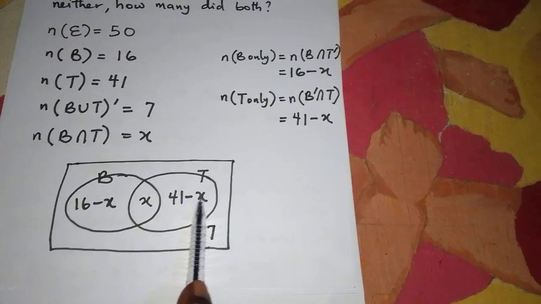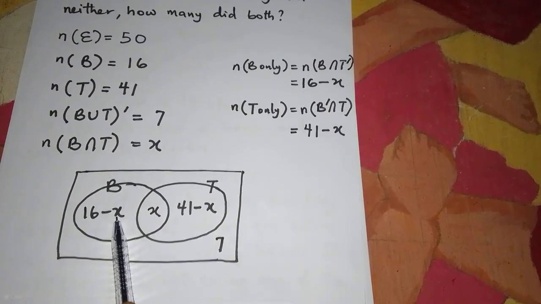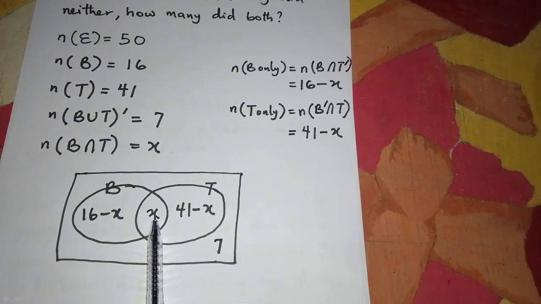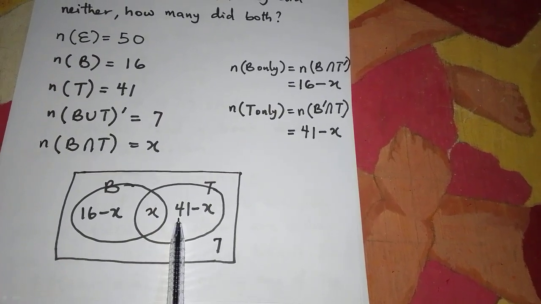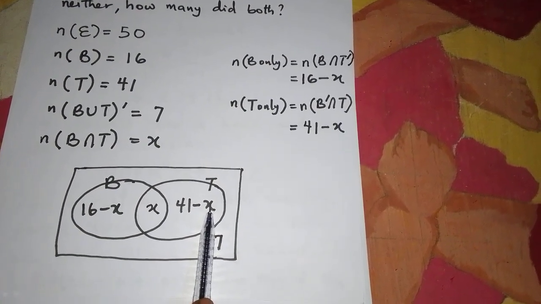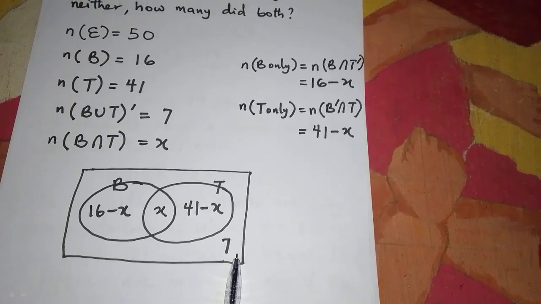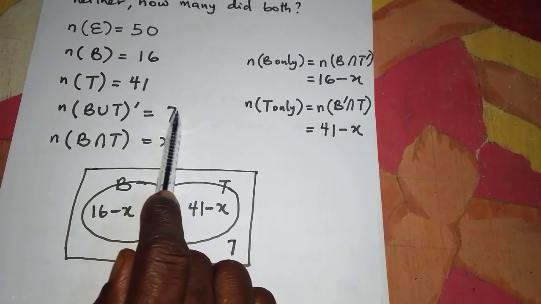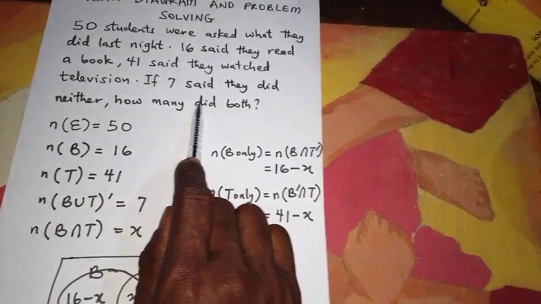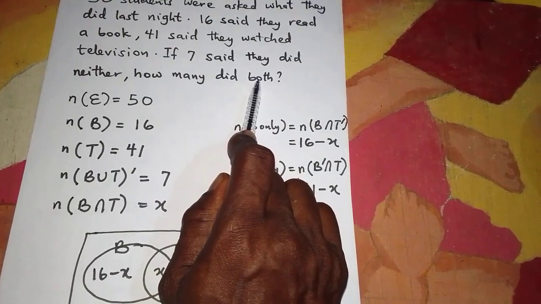So that is 41 minus X. So 16 minus X read their book only. X watched television and read their book. 41 minus X represents those that only watch television. And this 7 outside shows those that didn't do any of it, (B union T) complement.